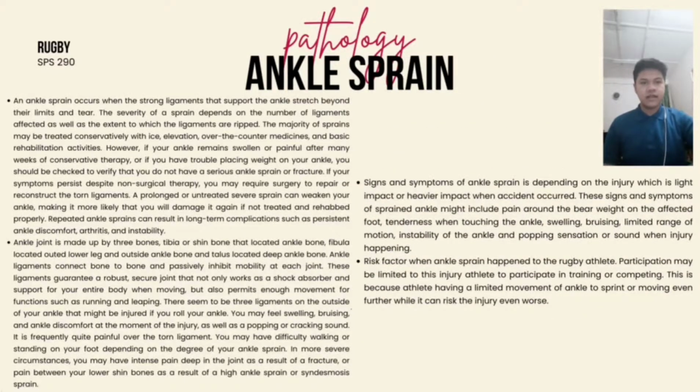Okay, lastly, I will explain about the pathology, cause and effect of the ankle sprain injury. An ankle sprain occurs when the strong ligaments that support the ankle stretch beyond their limits and tear. The severity of a sprain depends on the number of ligaments affected as well as the extent to which the ligaments are ripped. The majority of sprains may be treated conservatively with ice, elevation, over-the-counter medicine, and also basic rehabilitation activities.